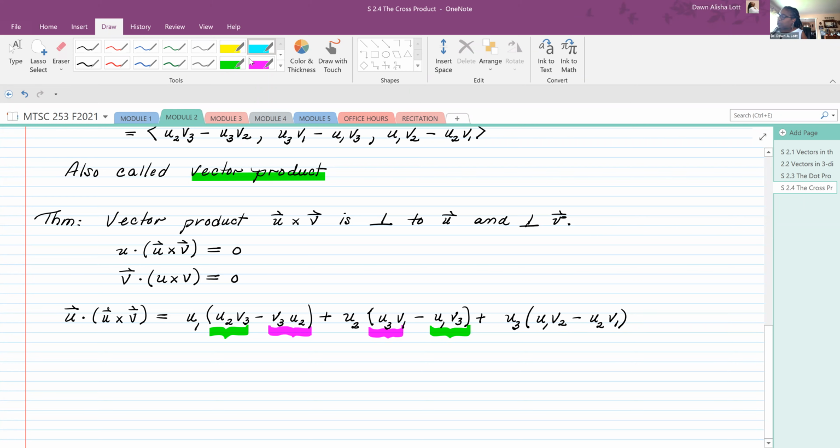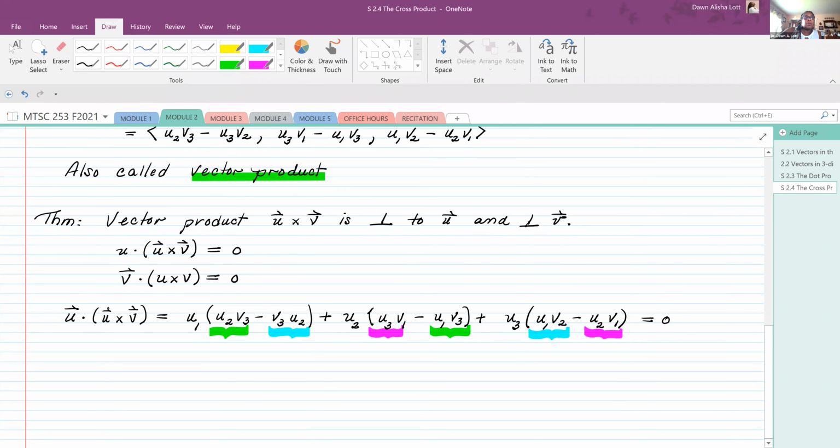That purple one doesn't go with that one. That purple one goes with this one. Right. And then these two go together. And so you just get 0. Okay.